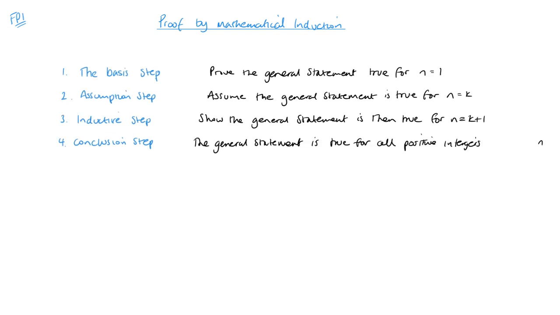Now this essentially works because if it is true for n equals 1, then you're assuming it is true for n equals k when k equals 1. And when you're showing that it is true for k plus 1, well, if it's true for 1, therefore you've shown it's true for n equals 2. And if it's true for n equals 2, you've shown it's true for n equals 3, and so on. So that's how it's then true for all positive integers n.